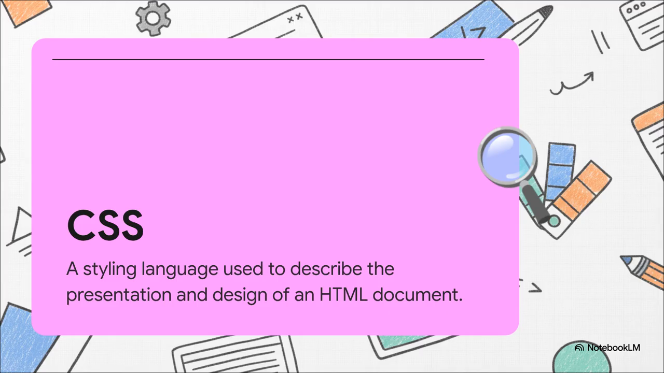So CSS actually stands for Cascading Style Sheets, and it's exactly that, a styling language used to describe the presentation and design of an HTML document. Notice that key distinction there. It's a styling language, not a programming language. Unlike something like Python or C++, where you're writing complex logic and loops, CSS is purely aesthetic. Its one and only job is to make your structure look fantastic.